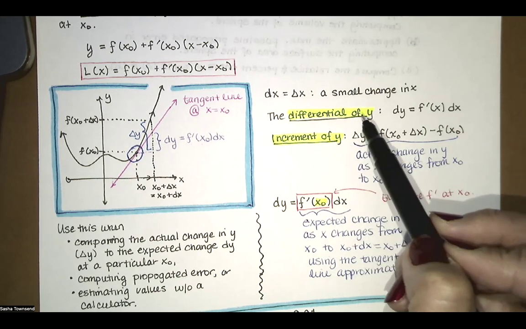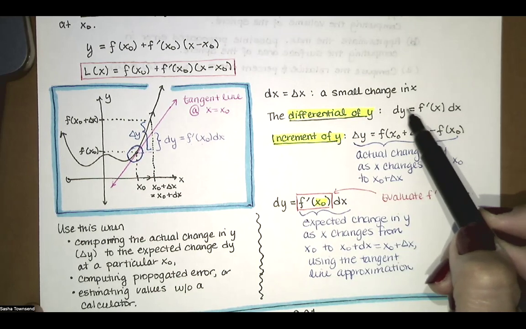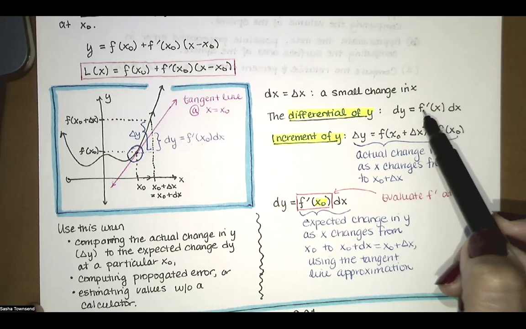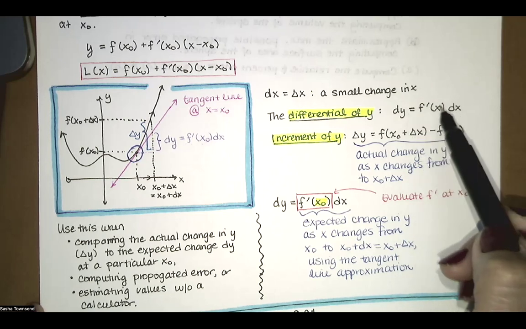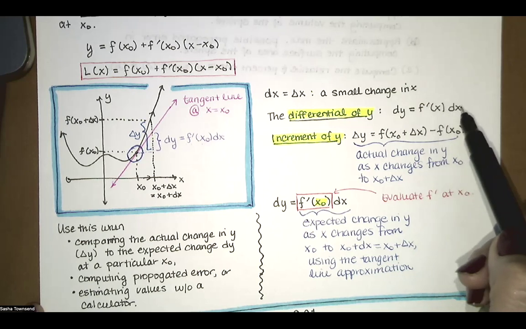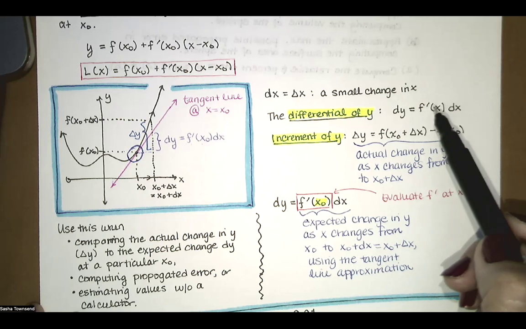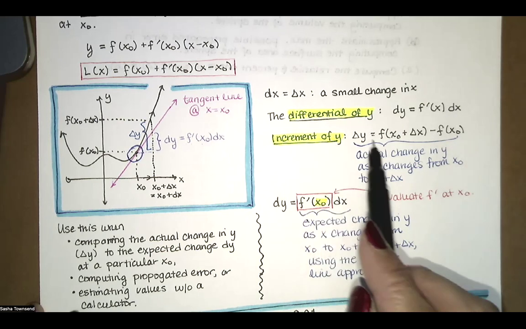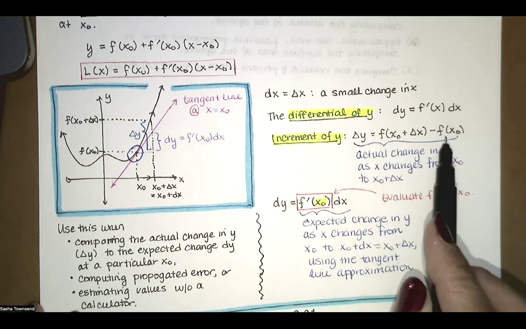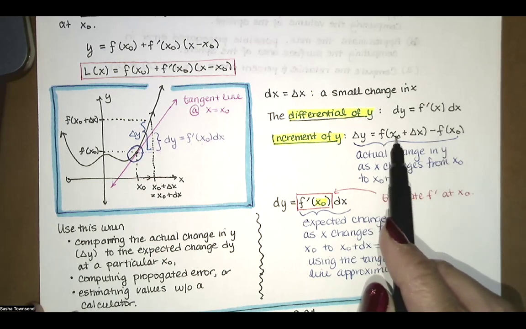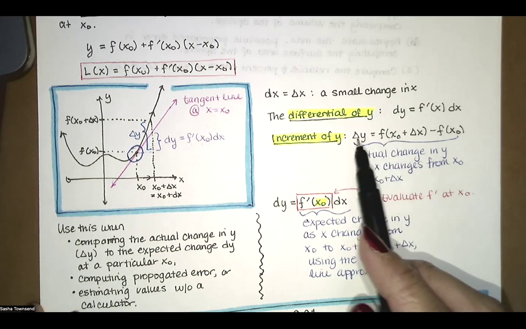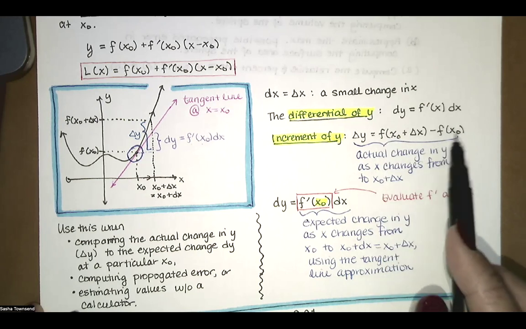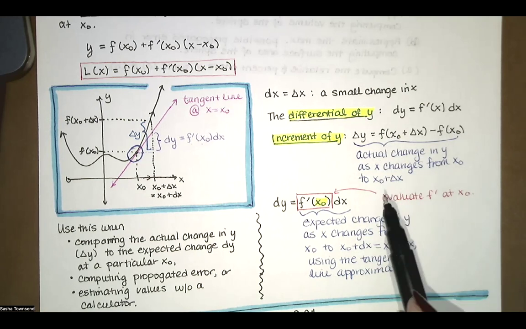Now, the differential of y is notated dy, and that's equal to the derivative of the function times dx. This is a definition. We're just taking that derivative function, multiplying by dx, and calling that the differential. It's just notation. And the increment of y is denoted by delta y. It's the actual change in y as x changes from x naught to x naught plus delta x. So we say, what is the change in y? It's the new y value minus the original y value, and that's the actual change.